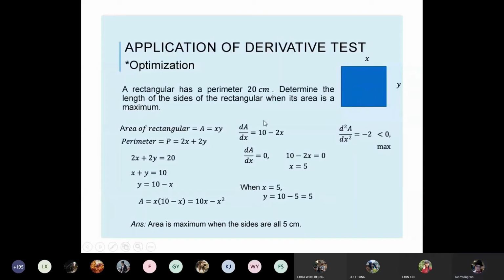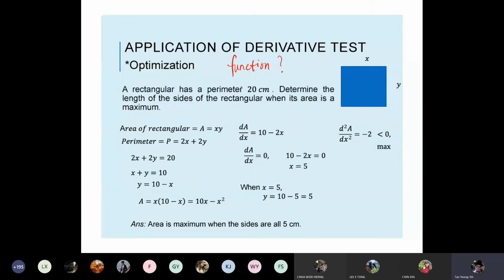Now think of it this way. You have a wrapping paper, and you want to wrap the maximum area of a product. For example, how do you cut the sides? So first we need to come up with the function. For this question, first we ask, what is the function?